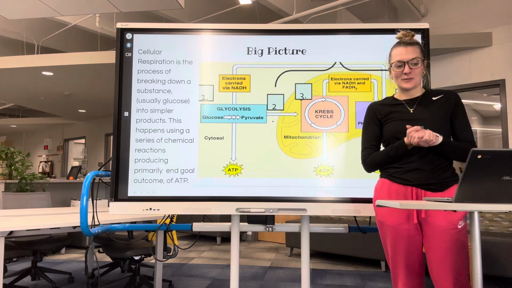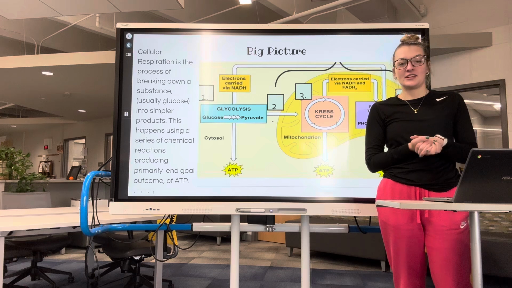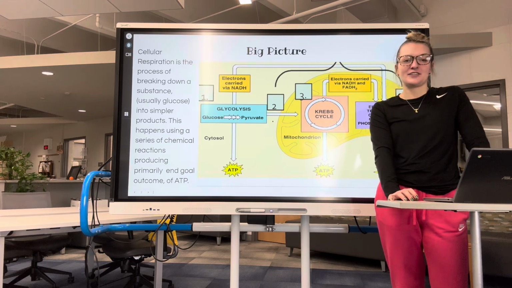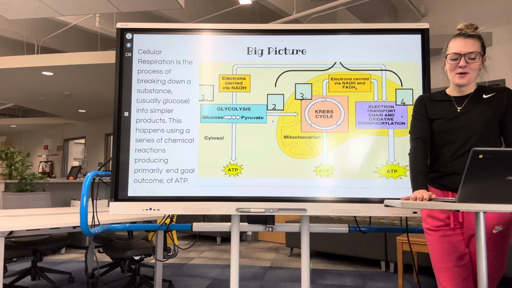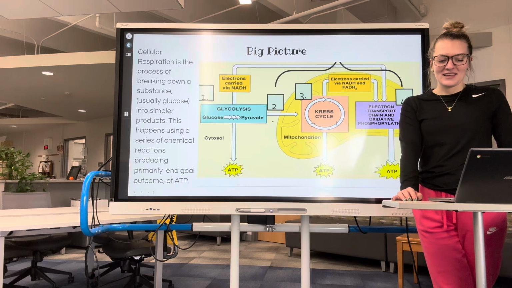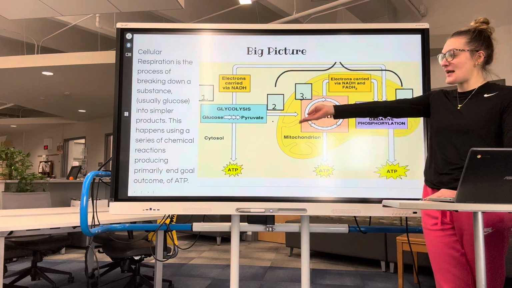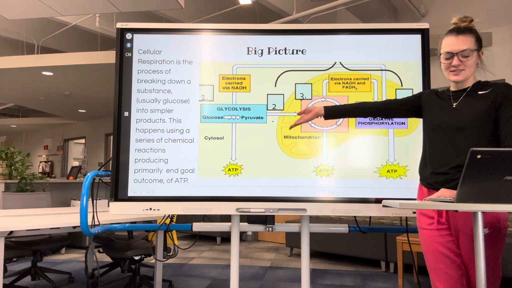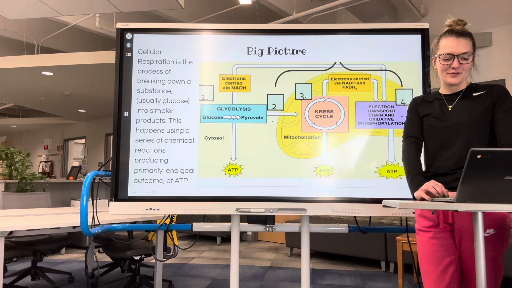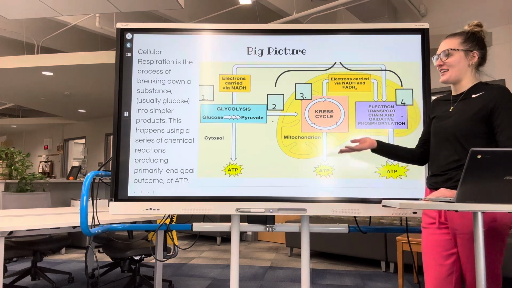What is cellular respiration? Cellular respiration is the process of breaking down a substance, usually glucose, into simpler products. This happens using a series of chemical reactions producing primarily the end outcome of ATP. To the right is a visual image showing the inputs and outputs as well as the main steps of glycolysis, step 1, and we'll talk about the rest as we continue throughout the presentation. There are 4 steps which I will briefly touch on in the next slide.